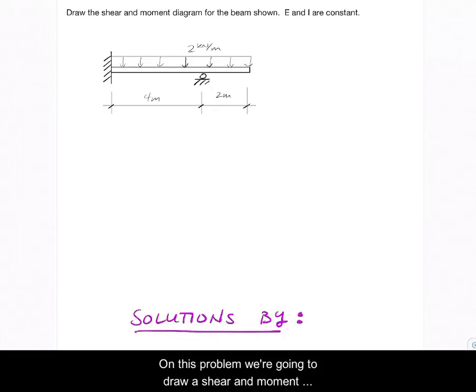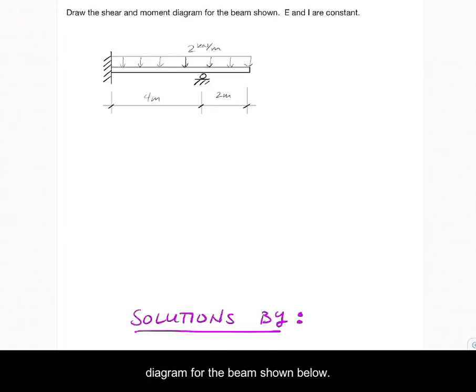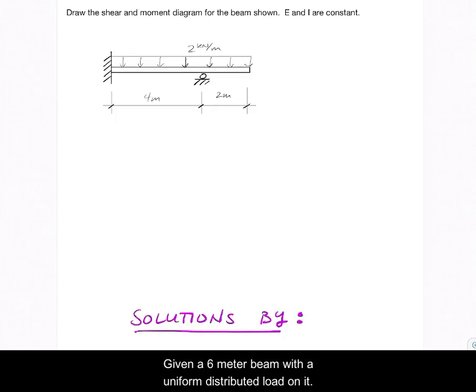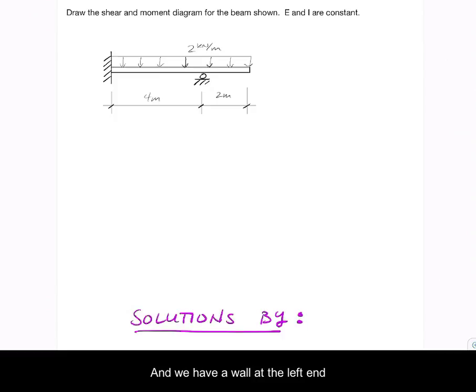So in this problem we're going to draw a shear and moment diagram for the beam shown below. We have a 6-meter beam with a uniform distributed load on it, and we have a wall at the left end and a roller 4 meters down the wall. E and I are constant in this problem.